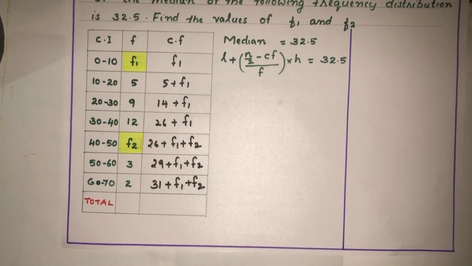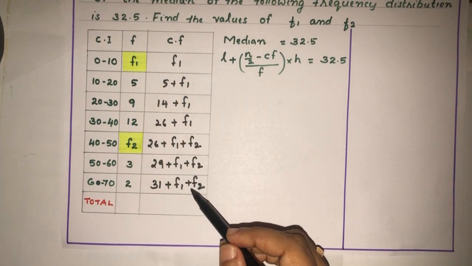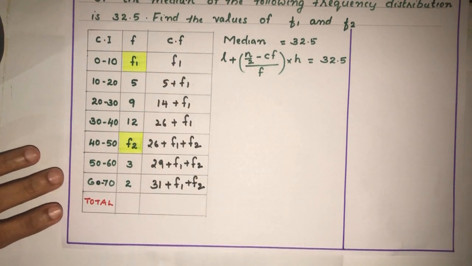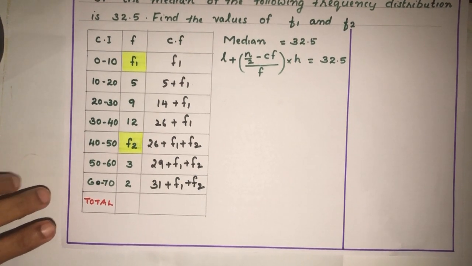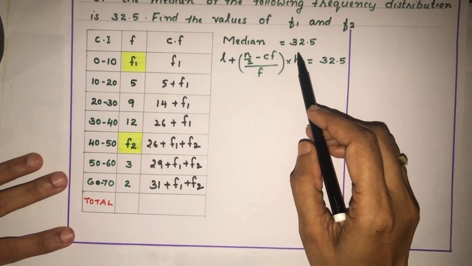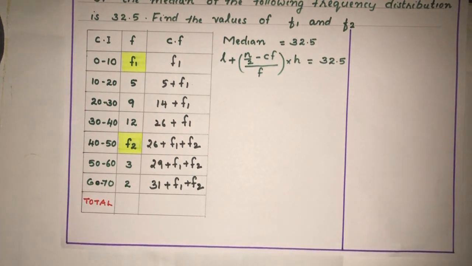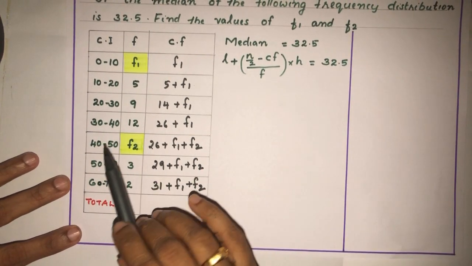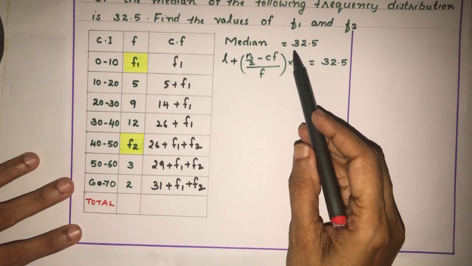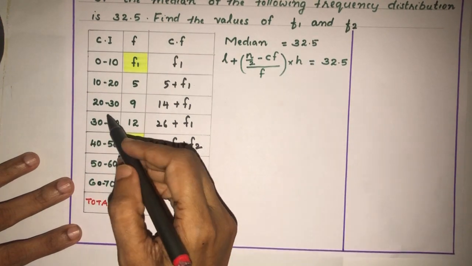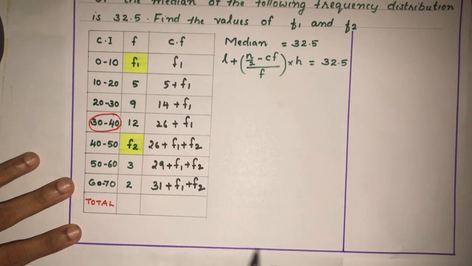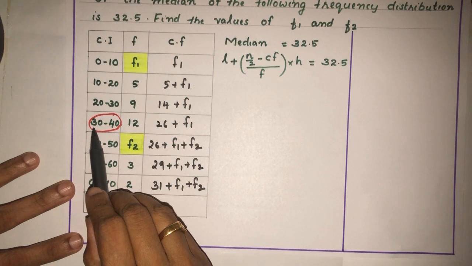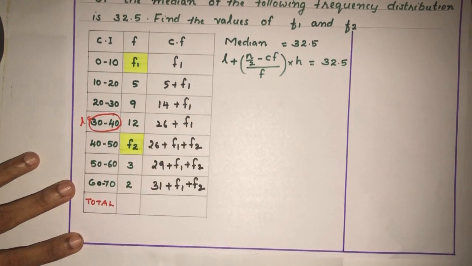Okay, children. Now that means the last CF is the total frequency of the given data. Now we have to collect the data. First we have to find out the median class. What is the median? 32.5. So if the median is 32.5, it will be in the median class. So in which class is 32.5 coming? In 30 to 40. Okay. So L is the lower limit. So L equals 30.